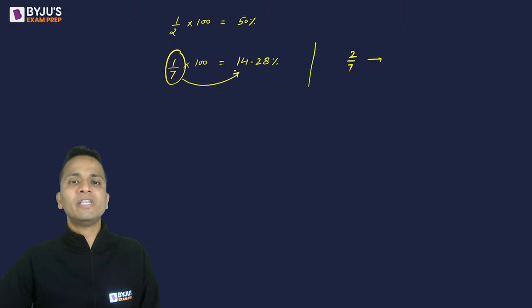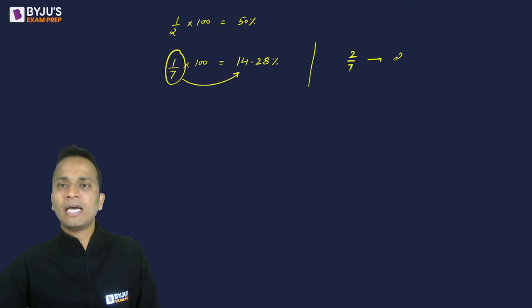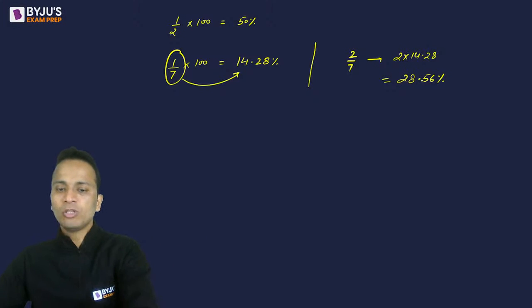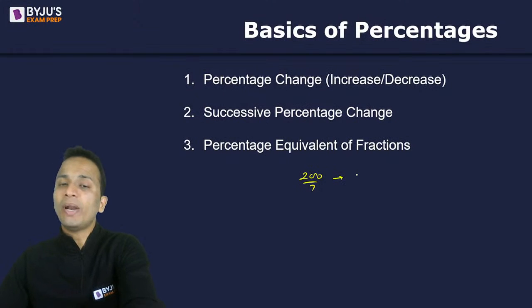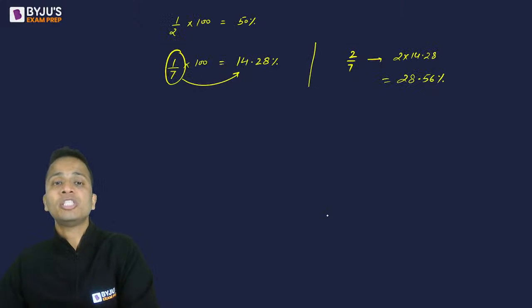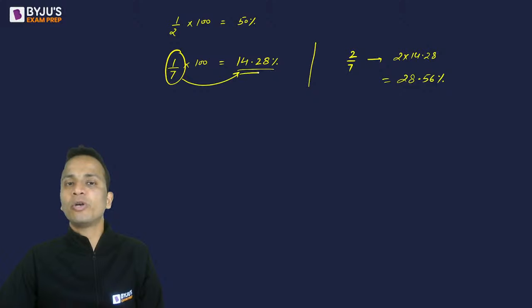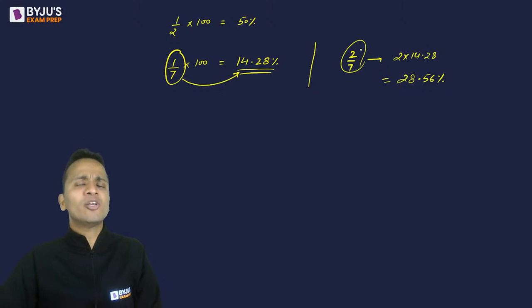So if 1 by 7 is 14.28, then 2 by 7 will be double of this. That is 2 multiplied by 14.28, and that is 28.56 percentage. All right. Going back to the previous screen, we have seen 200 upon 7. So 200 upon 7 kitna hoga? It will be 28.56. So you just need to calculate 2 by 7, or you just need to remember 1 by 7, which is 14.28, and you can calculate any multiple of this fraction.